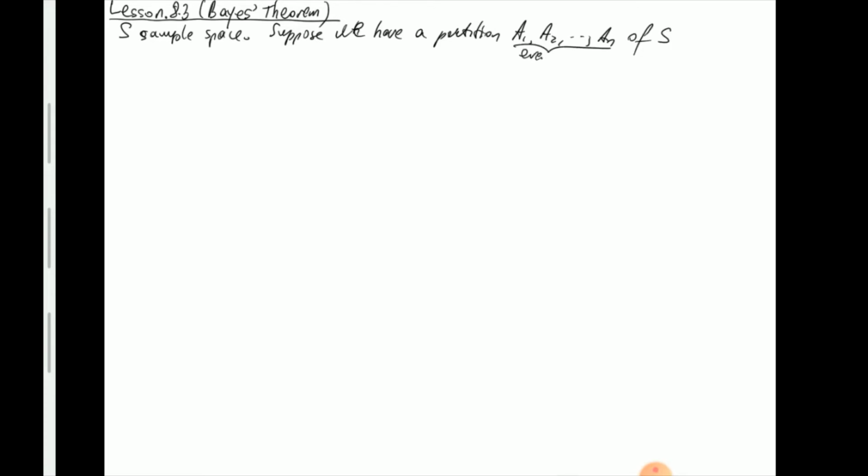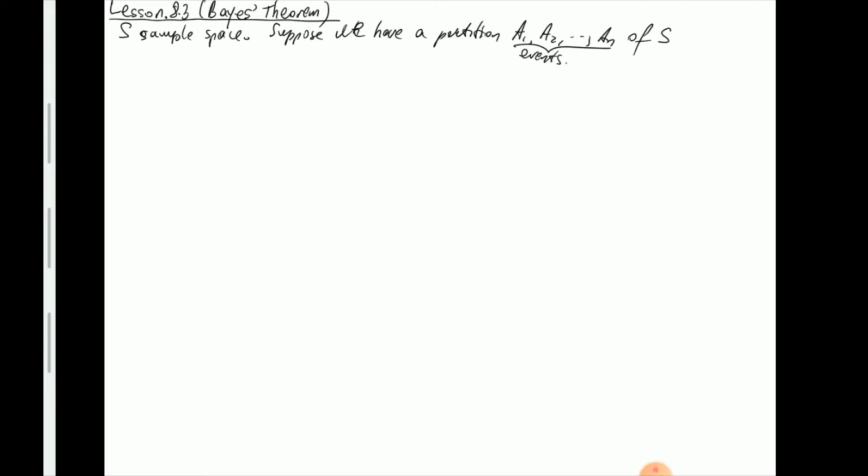So let's just state it. We have, as usual, a sample space denoted by S. And suppose we have a partition A1, A2, up to AN of S. These are events that, remember, are mutually exclusive, and then the union forms the entire sample space.